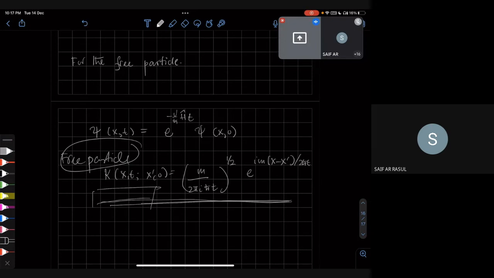Do you have any questions? I'm kind of confused what x prime is in this. X prime is the coordinate of the particle at a past time.